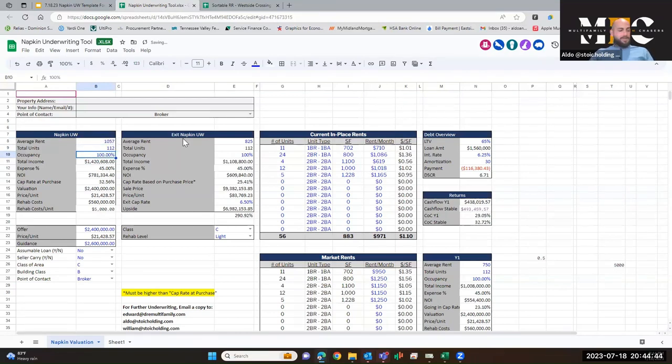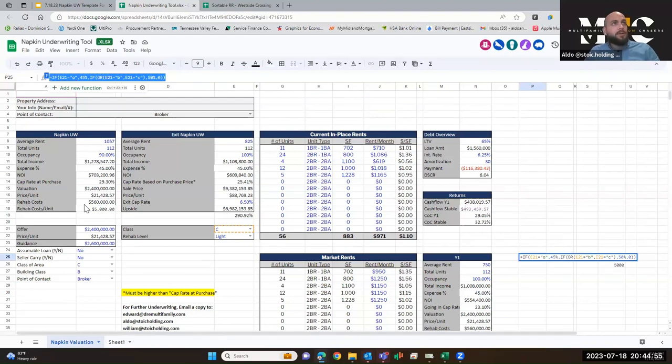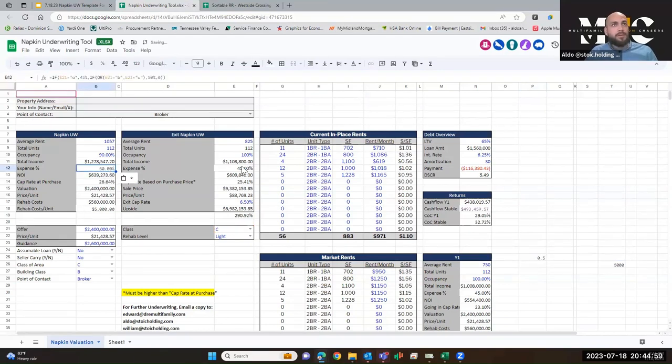1,057, 112 units. If I'm not mistaken, this was just at 90% when we had looked at it. Okay. And I think the price for this, or at least what we had put in, I can't remember if we went in at all, but we're looking at maybe 10 million, but 110 a unit. So let's put 12 million. That's close. It was definitely a C class.